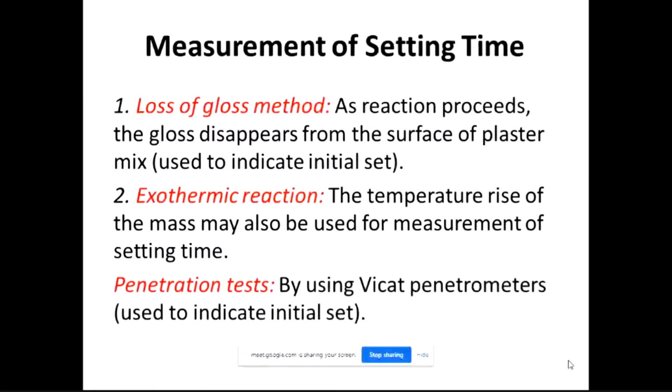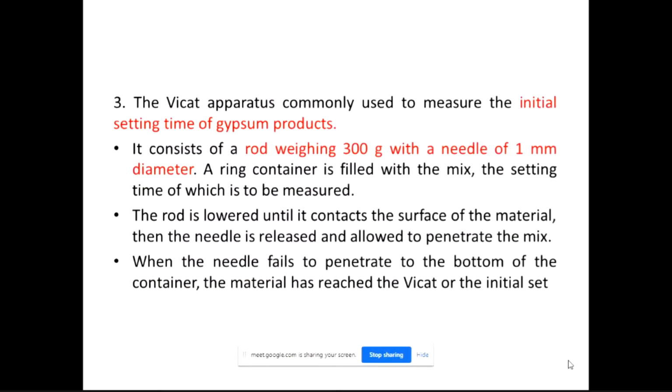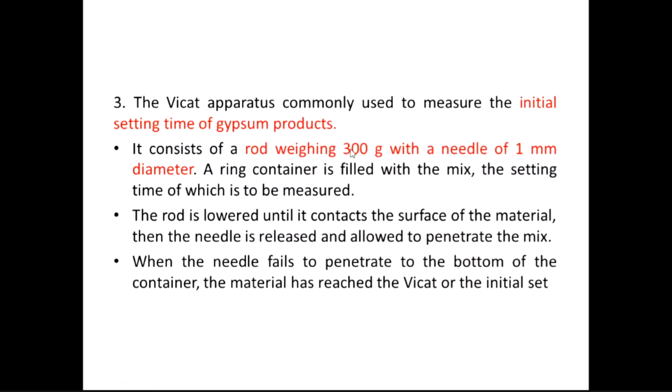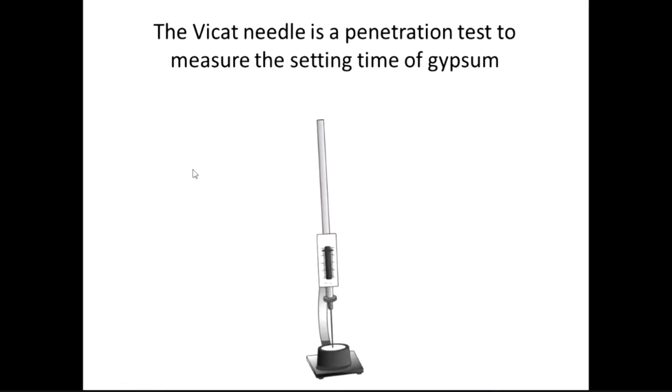You have the penetrating test. We have an instrument we call the Vicat penetrometer. Use it in order to know about the initial setting time. What's the Vicat apparatus? This is the Vicat apparatus. It consists of a rod weighing 300 grams with a needle of 1 mm diameter. This is 1 mm in diameter and about 300 grams is the weight of the rod.